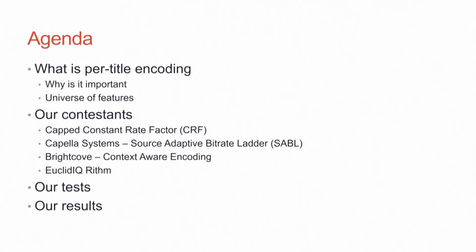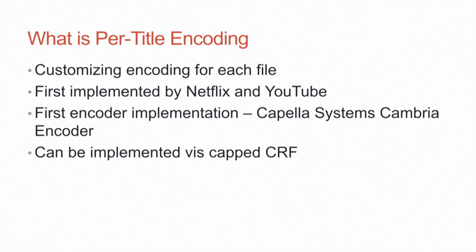Now we're going to look at 4 different technologies that I tested for this presentation. We'll see pretty detailed results. We're going to look at CapCRF, which is something you guys can do in FFmpeg or depending on your encoding tool and even in your own encoding tool. We looked at source adaptive bitrate ladder from Capella Systems. And we looked at two cloud alternatives, Brightcove's context-aware encoding and Rhythm from Euclid IQ. So I'll describe how I tested these technologies. We'll look at the results, and then we'll have a summary slide to tell you what you take away and how you look at technologies going forward. Let's start with, what is per title encoding?